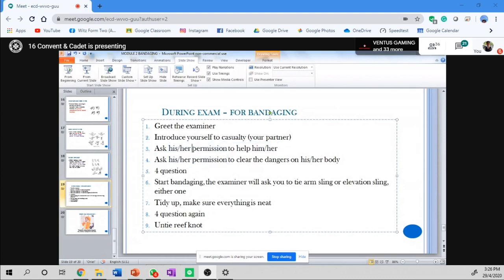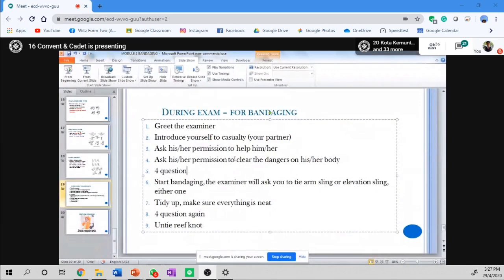Ask for permission. Because you guys know, guys and girls cannot be touching here and there. So let's say a boy performs the bandaging on a female casualty. Then you have to ask, to prevent miscommunication. You can say, can I perform bandaging? Then they say yes, and only then you approach the casualty.